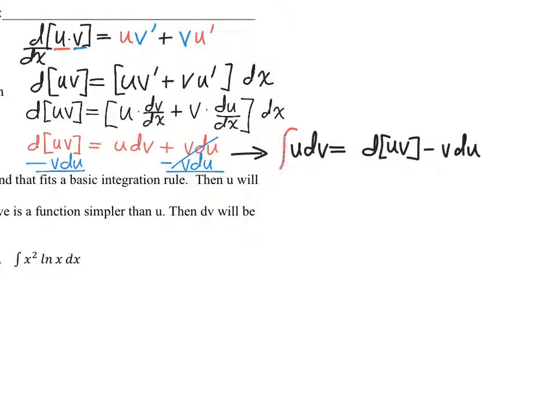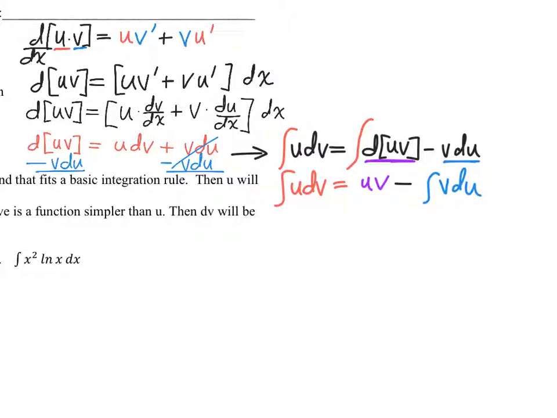So I'm going to integrate one side of the equation. But if I integrate one side, I have to integrate both sides. So the integral of u dv is going to be equal to, if I look at this a piece at a time, the antiderivative of a derivative, those are inverse relationships, they cancel out. It's going to leave me with just a uv. Minus the integral of v du.